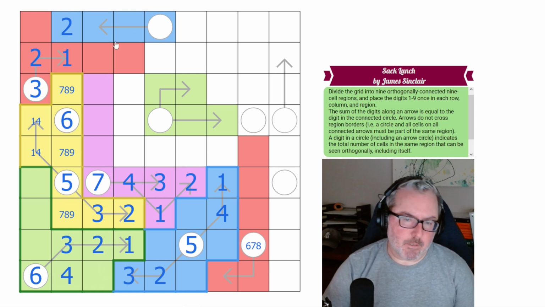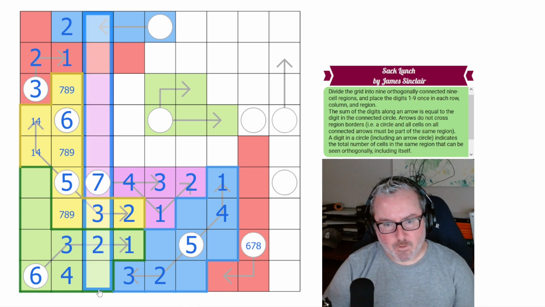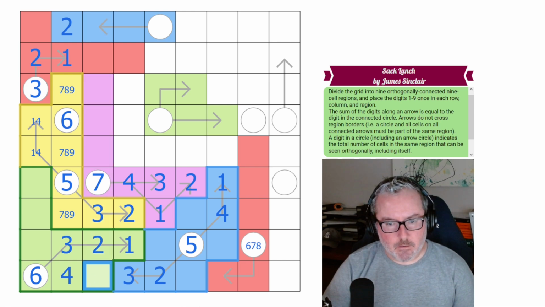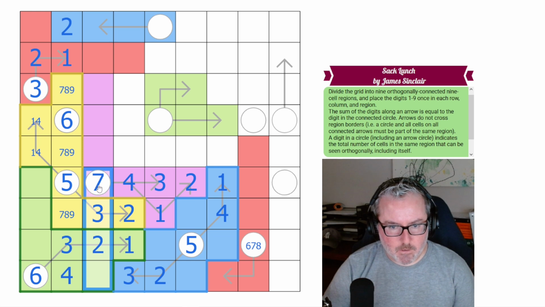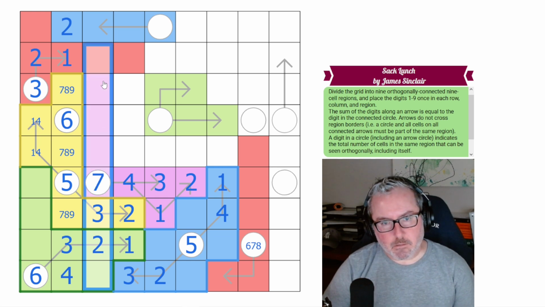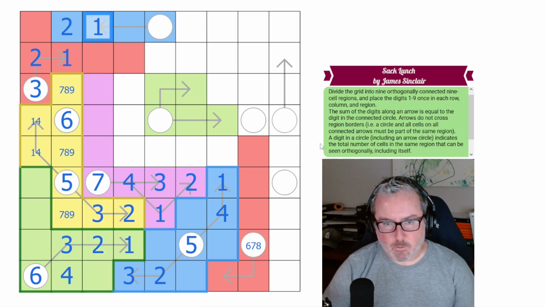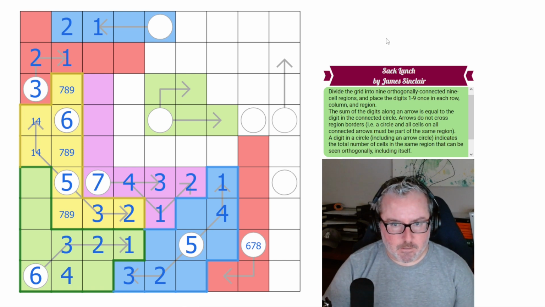But I did just see something interesting on this column. Where does the 1 go? It can't go here. It can't go here because we already have a 1 in the green. It can't go in any of these because we already have a 1 in the purple, and it can't go here because we have a 1 in the red. So this is a 1. Again, doesn't do us a ton of good, but it gets us something. So that's positive.